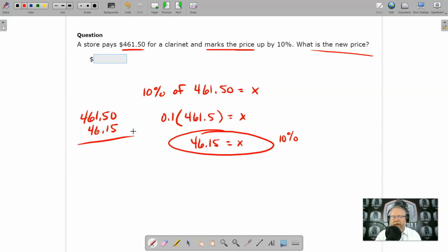And whenever I add those two together, so 461.5, going to add to that 46.15, and that's going to give me 507.65. So that's going to be the new price for it. It is the markup plus the original cost, so it's going to be $507.65.